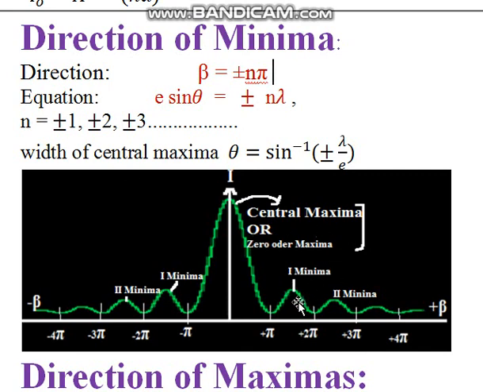In this figure you can see the position of the minima, pi, 2 pi. On this x axis there is beta, so beta is equal to pi, 2 pi, 3 pi gives the position of the minima on the screen.